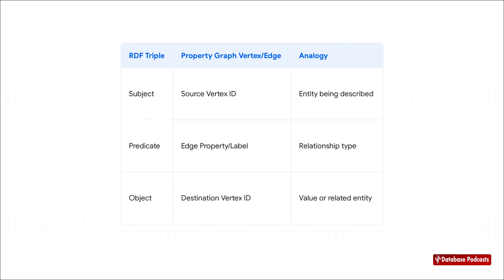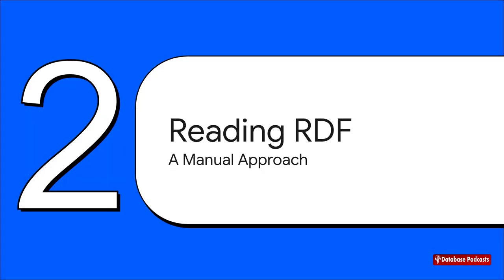Now, here's where the light bulb really goes on. We can map this RDF structure directly onto the graph concepts you already know. The subject in an RDF triple, that's just your source vertex. The object, that's your destination vertex. And that predicate in the middle, that's nothing more than the label or the property on the edge that connects them. Suddenly, that sentence Plato influences Aristotle becomes an edge from a Plato vertex to an Aristotle vertex with the label influences. Simple, right?